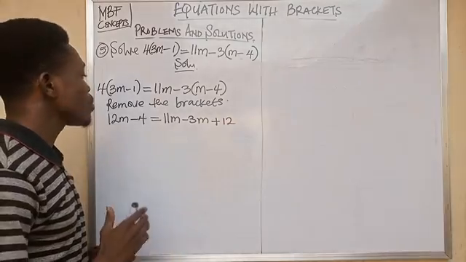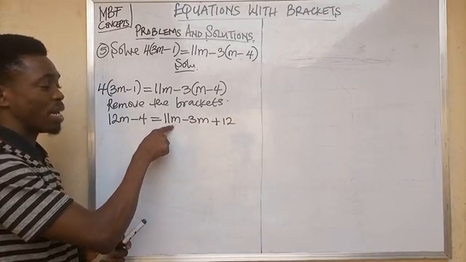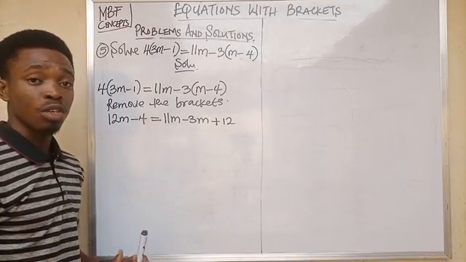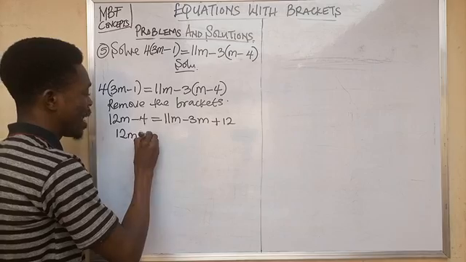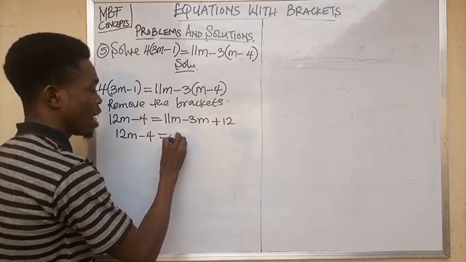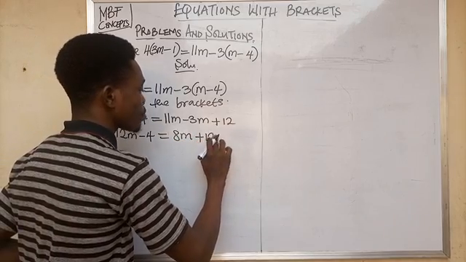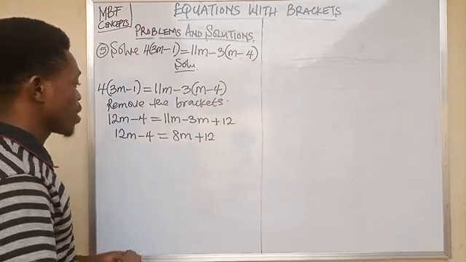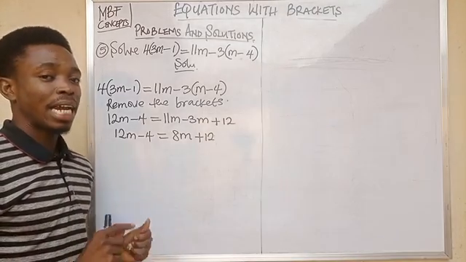Guys, the next thing we are quickly going to do is that we can simply combine 11m and minus 3m here and reduce this equation, right? Yes. So we are going to have this as 12m - 4 is equivalent to 8m + 12, where 11m - 3m gives 8m. At this point, guys, the next thing we are simply going to do is to collect like terms.